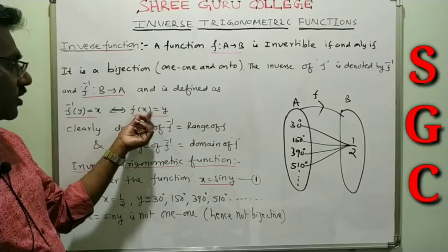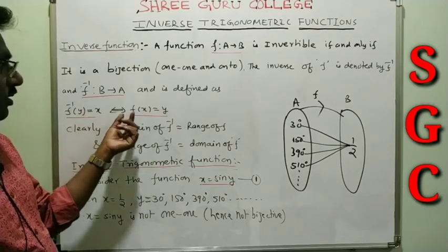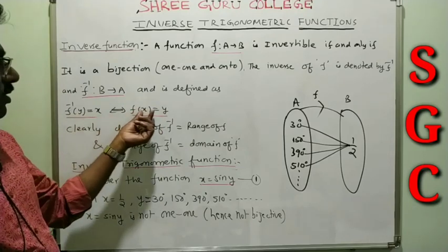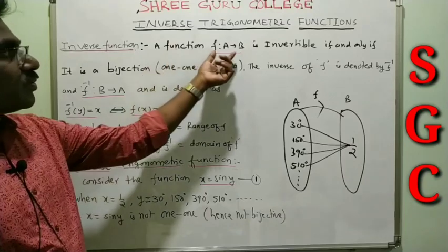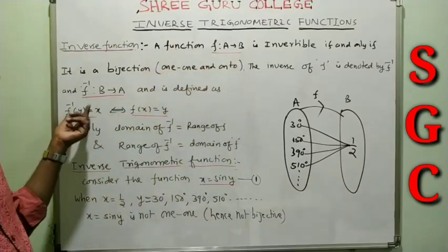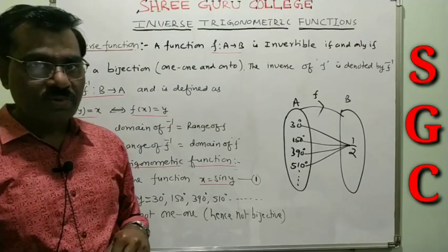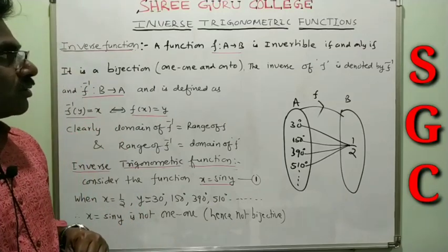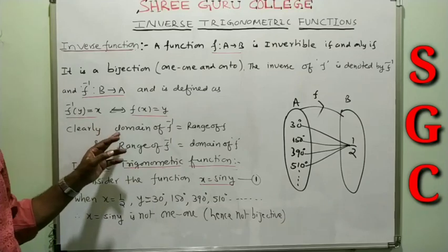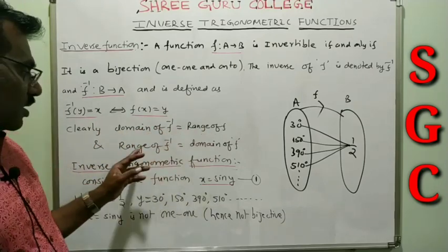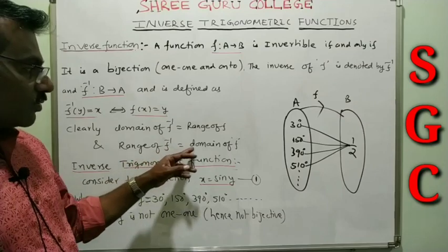So it is a function. This is called the inverse function. If f of x is y, then f inverse of y is x. This is the mapping from A to B, and this is the mapping from B to A. So this is the definition of inverse function. The domain of f inverse is equal to the range of f, and the range of f inverse is equal to the domain of f.